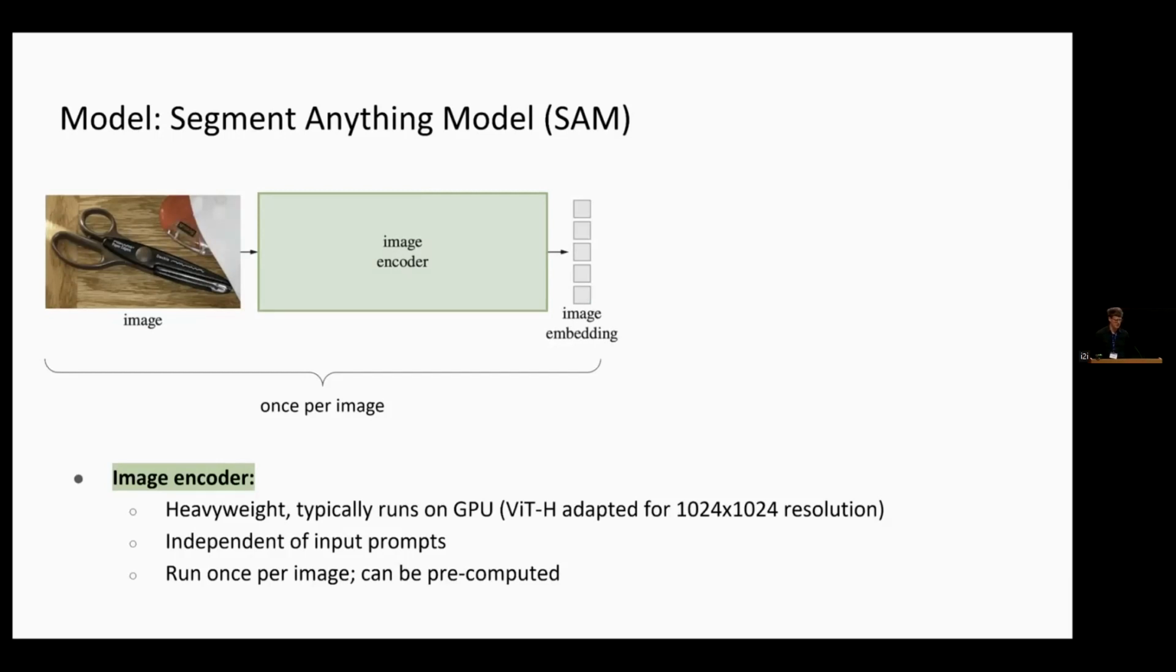And it's completely independent of the input prompts, and it outputs an image embedding that we'll use later in the process. The benefit of doing this is that you only have to run it once per image. If you're interested in multiple objects in the image, you don't have to spend this compute multiple times. And it can also be pre-computed. If you don't know what you want in advance, you can run this and get the image embeddings and hold on to them.